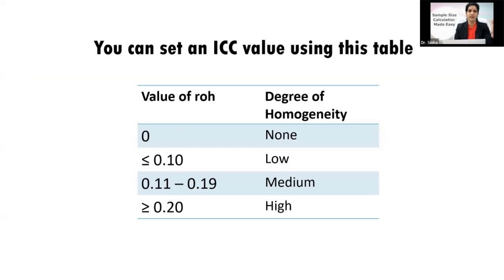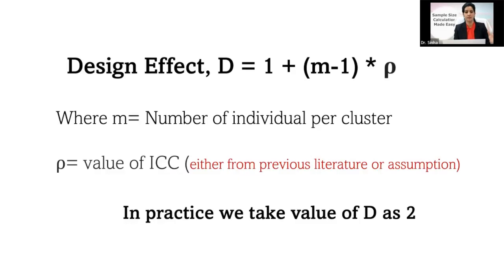So you can set the value of ICC using a table. If your value is less than or equal to 0.1, then it is a low ICC. If it is up to 0.2, you can say it is medium. And this ICC is the degree of homogeneity within a cluster. If it is more than 0.2, then it is a high intra-class correlation coefficient. So if you have no value, then you can set a medium value of ICC, up to 0.2, and then calculate the sample size if you are using cluster sampling or multi-stage sampling.